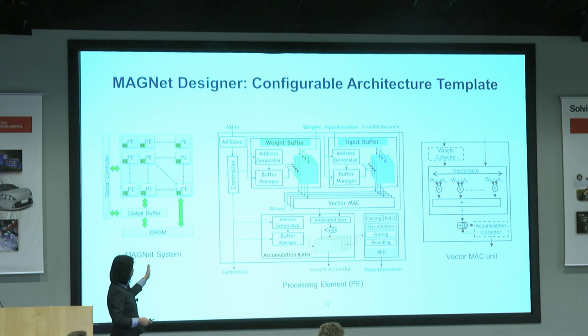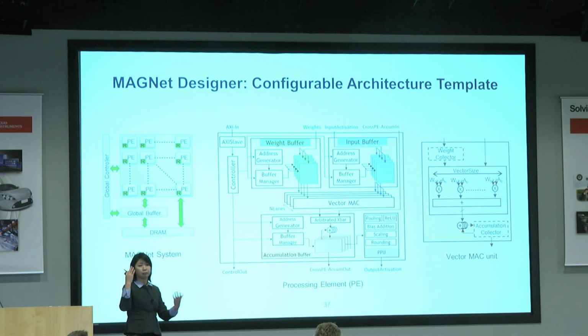And then if you zoom into each of the processing elements, if you think about all the different flavors of today's accelerator designs, all of them can be factored into some kind of storage for weight and input buffer, and some kind of access pattern with a configurable address generator. And then doing partial sum accumulation and also post-processing. And then the core of the computation is always done with a vector MAC or some kind of MAC unit to do the convolution very efficiently.